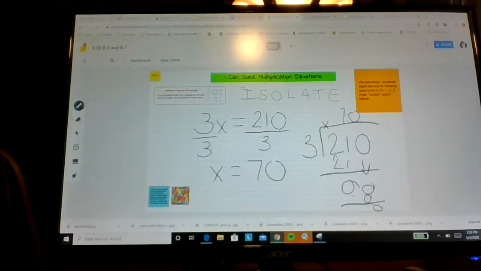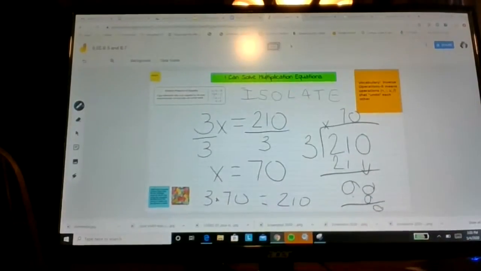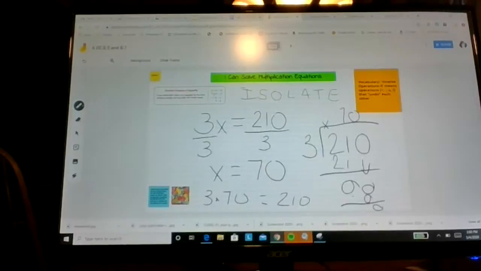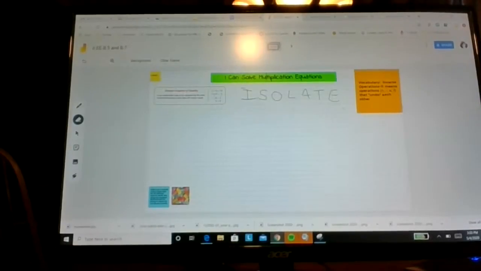Okay, does that make sense? 3 times 70 is equal to 210. Are both sides of my equation the same? Yeah, they are. 3 times 7 is 21. That's 210. Very good. So let me take a moment here. We're going to do one that's a little bit more complicated, just so you can see that we can do decimals, we can do fractions, everything. This idea applies to whatever kind of math we're doing.